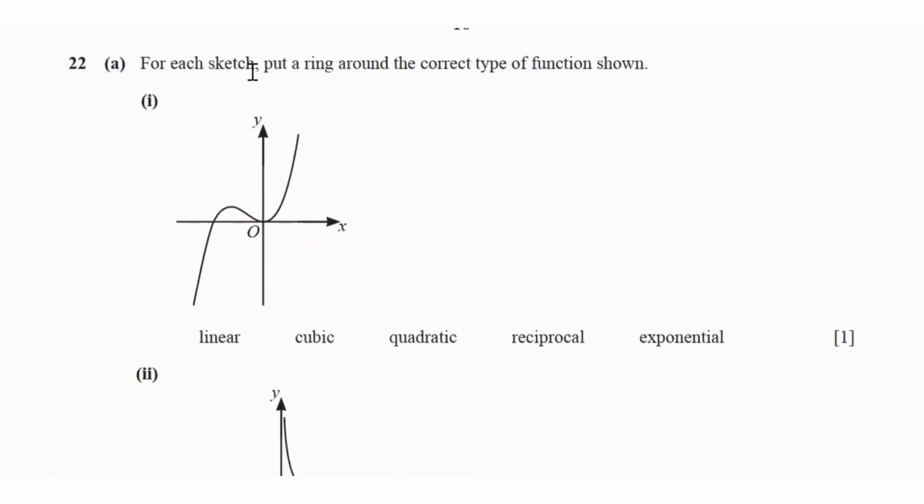Question 22a says, for each sketch, put a ring around the correct type of function. So as you can see, there are two peaks in this function. When you have two peaks in a function, that means it is cubic. If it was one peak, that was quadratic. For a linear function, it's just a straight line, which can be like a diagonal, a horizontal, or vertical line. This is your linear.